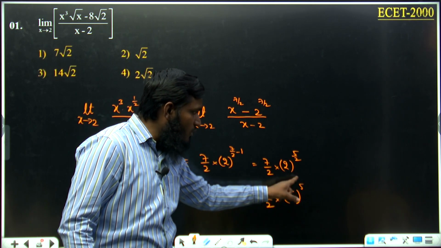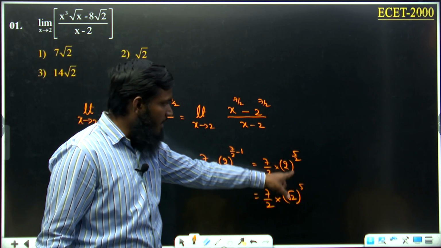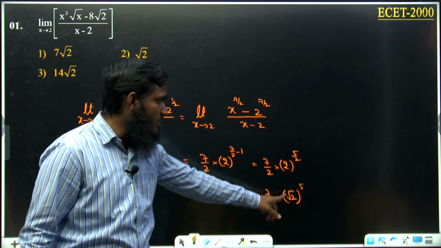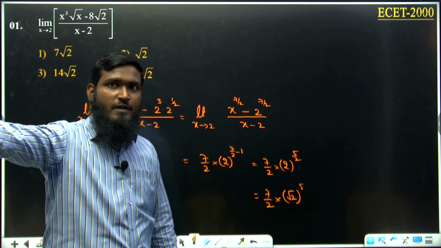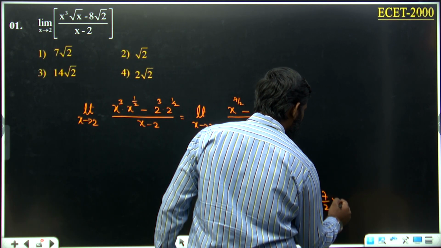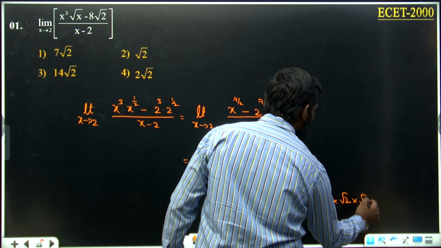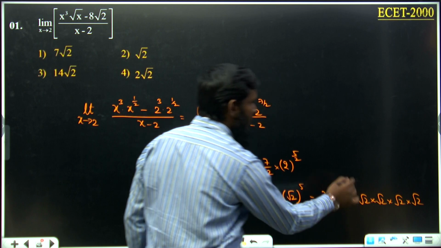If you are writing this root as power 1 by 2, 5 into 1 by 2 it will become 5 by 2. So, for that 5 by 2 I have written like this, 2 power 5 by 2 means we have written like this. Now, what is the meaning of root 2 power 5? Root 2, 5 times we have taken. Similarly, if you are writing that part, 7 by 2 into root 2 into root 2 into root 2 into root 2 into root 2, 5 times I have taken.